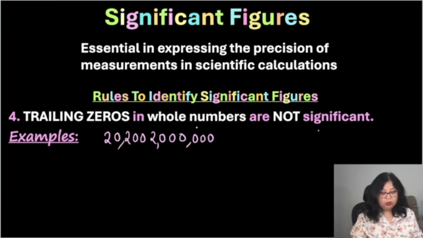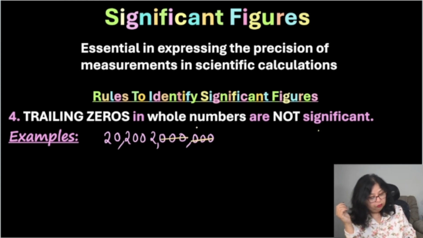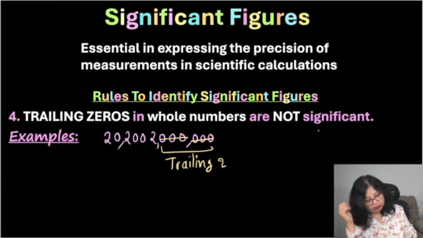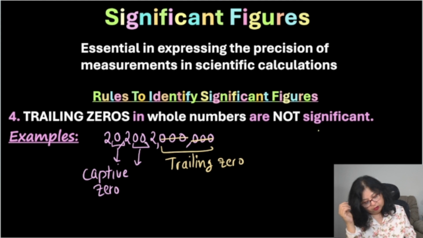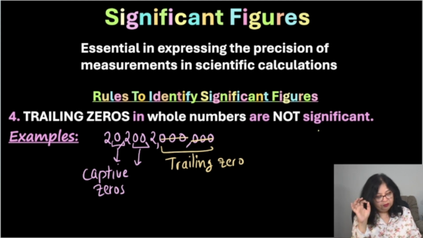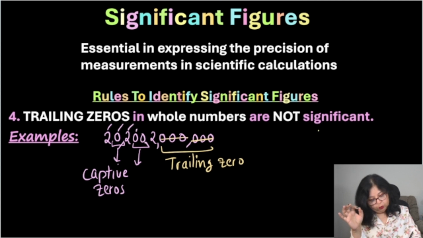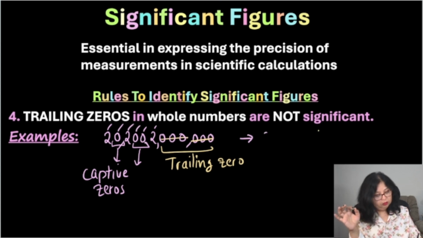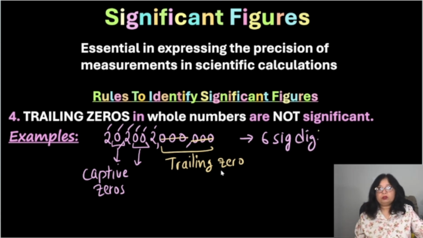Next example, we have a huge number, 20 billion, 2002 million. So here we have 6 trailing zeros. So these are trailing zeros, not significant. Then we have this zero and these 2 zeros. These are all captive zeros, and captive zeros are significant. So how many significant digits are here in this number? 1, 2, 3, 4, 5, 6. 6 significant digits. All right.